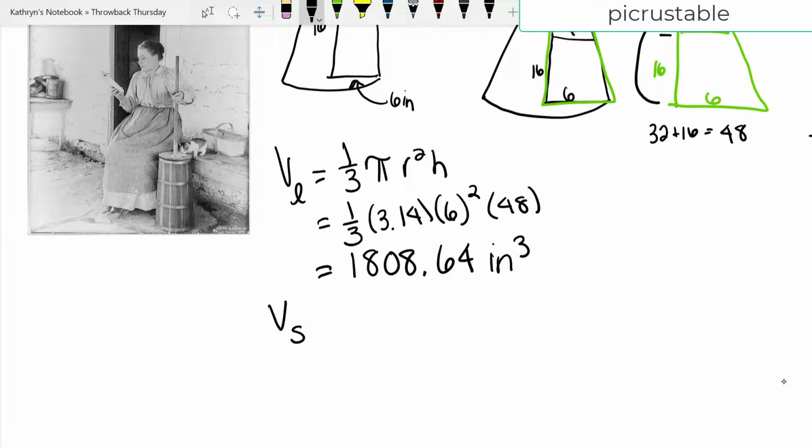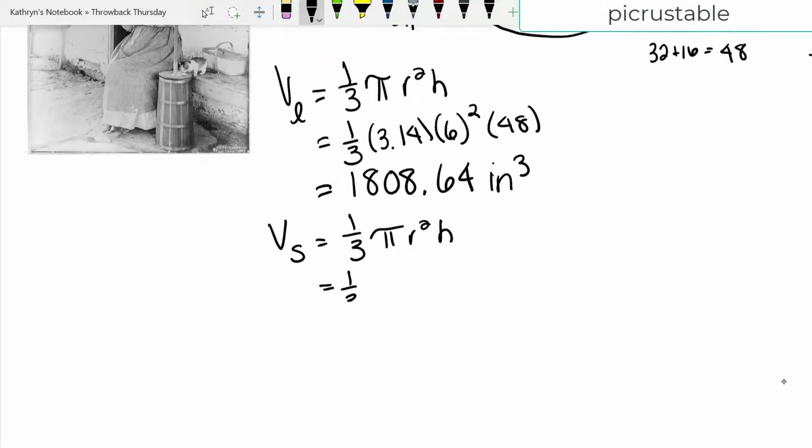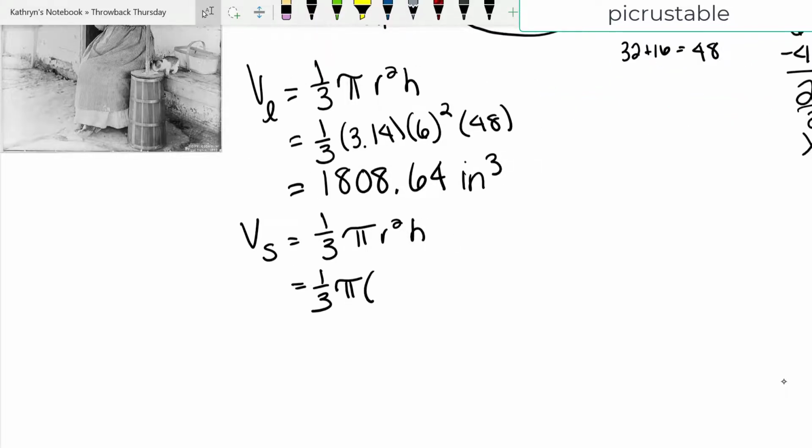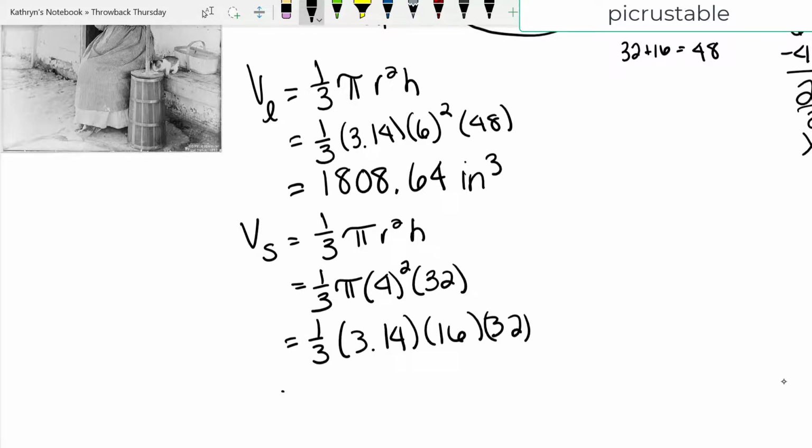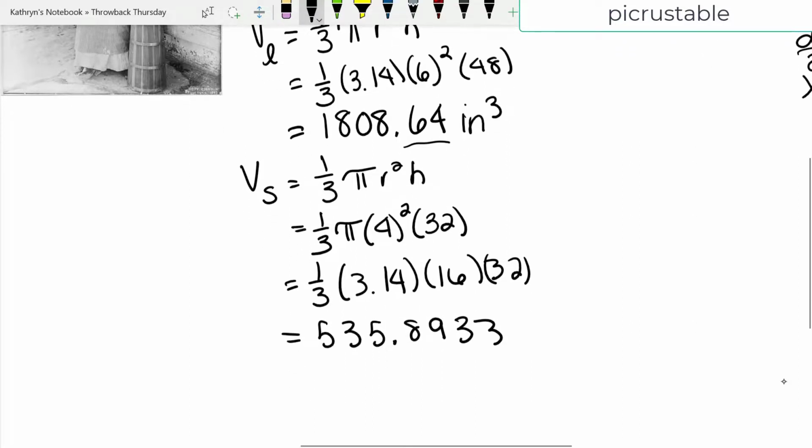Now let's find the volume of the small one. It's still 1/3 pi r squared h, 1/3 pi times the radius. Now the radius is 4 squared times the height, and the height we figured out is 32. And just to remind ourselves, we're going to use 3.14 for pi. And that turns out to be 535.8933. Now, the first one is to two decimal places, so that's what we're going to do with this one: 535.89 inches cubed.